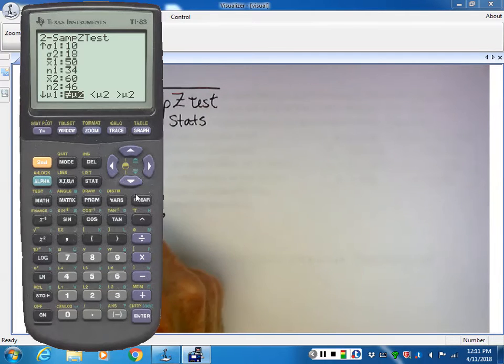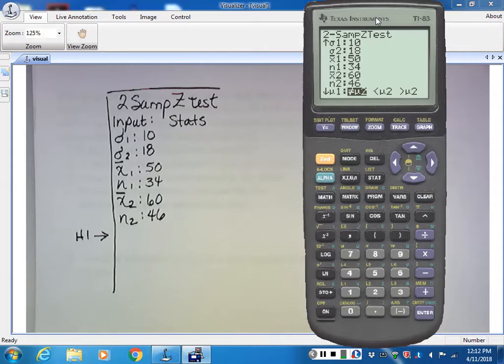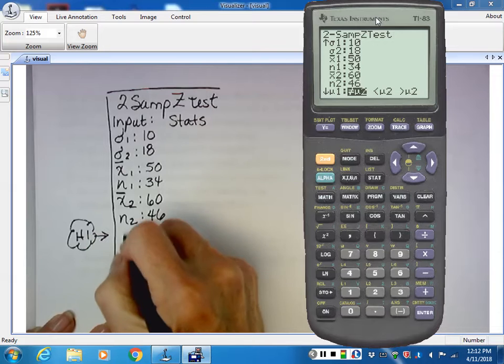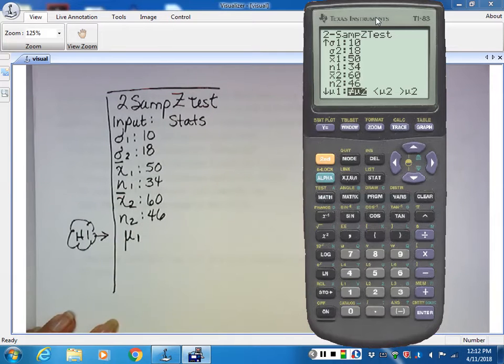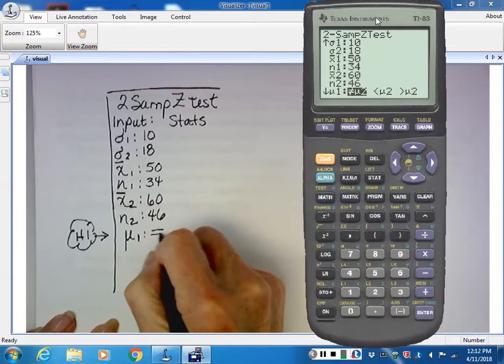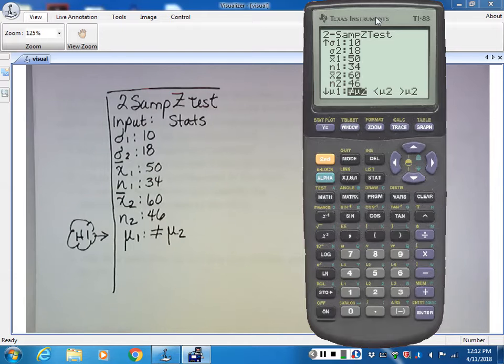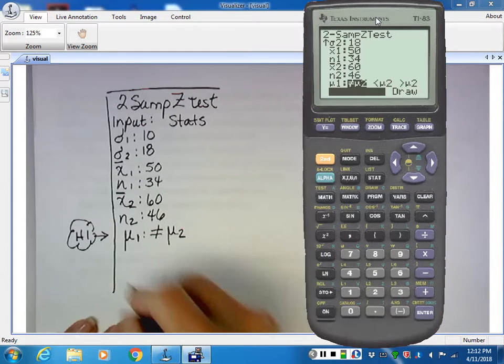And then this is always, what does H1 say? And H1 is that mu1, notice it puts mu1 first. And what we're saying is H1 says mu1 is not equal to mu2. That's actually the more common way to write it, not that the actual difference is 0. It's usually just the inequality between the two. And then our next choice, as usual, is calculate or draw.